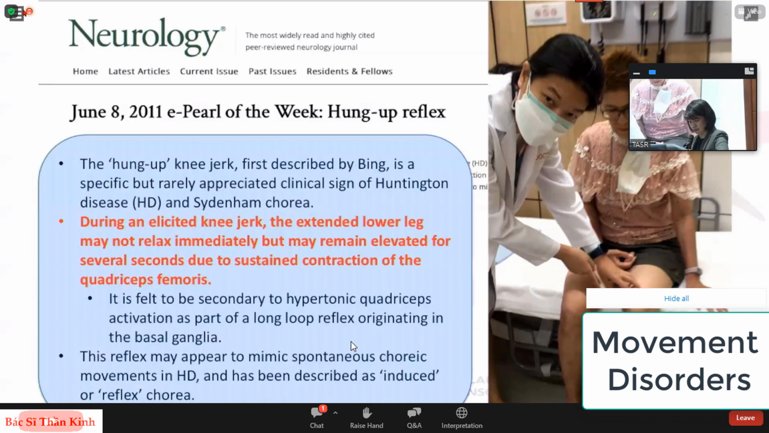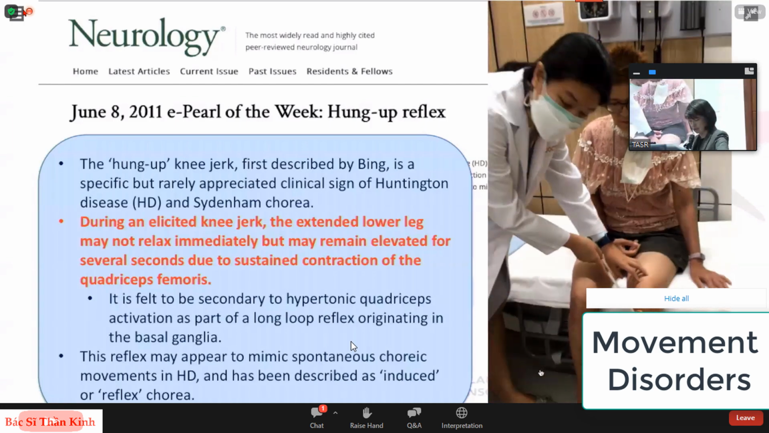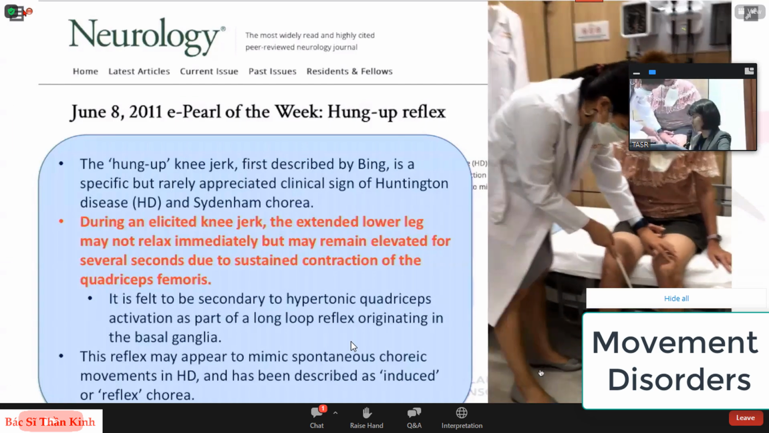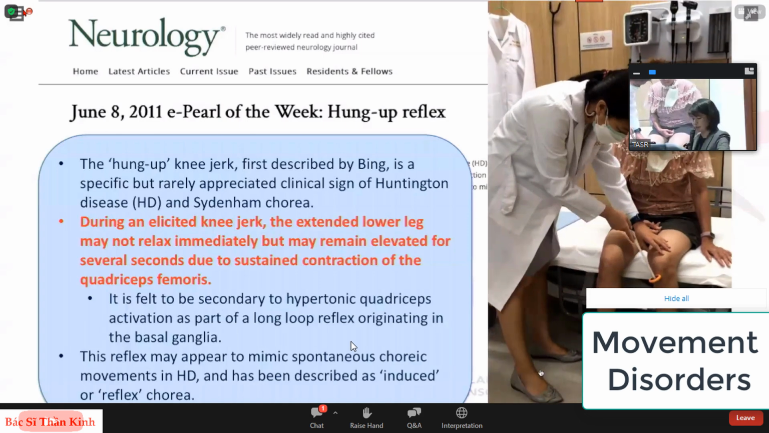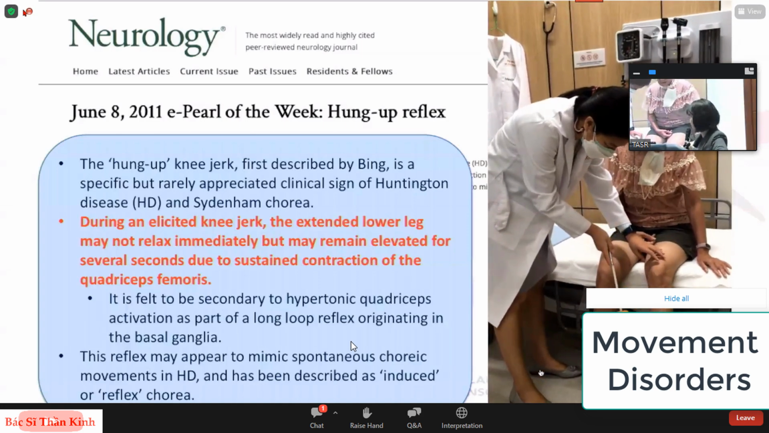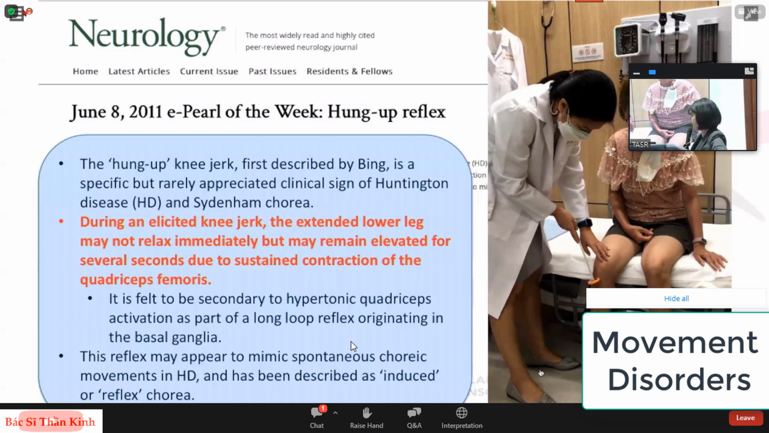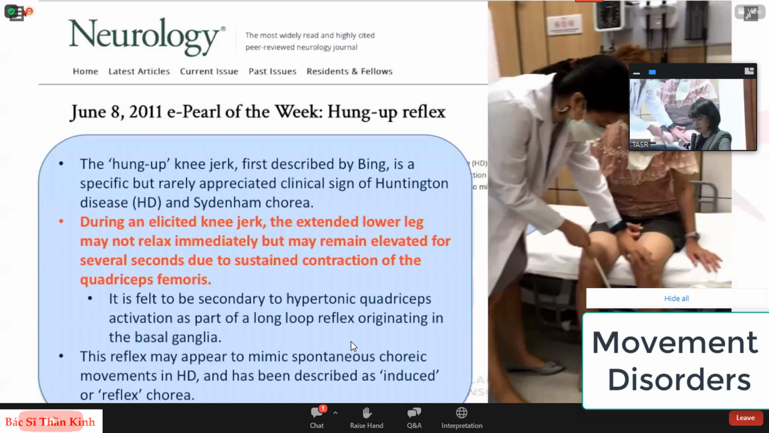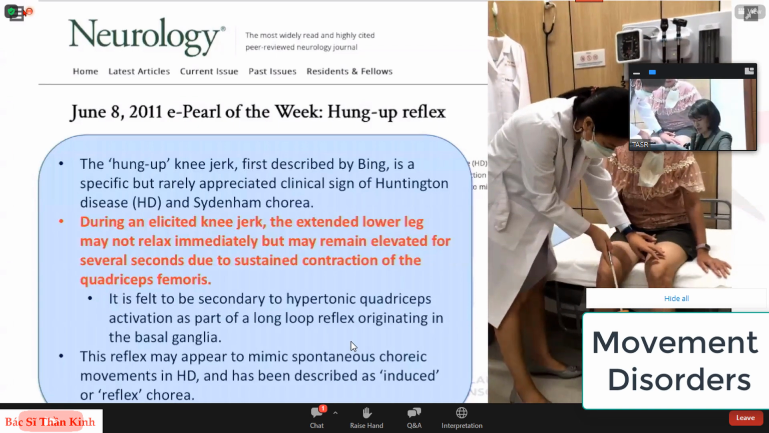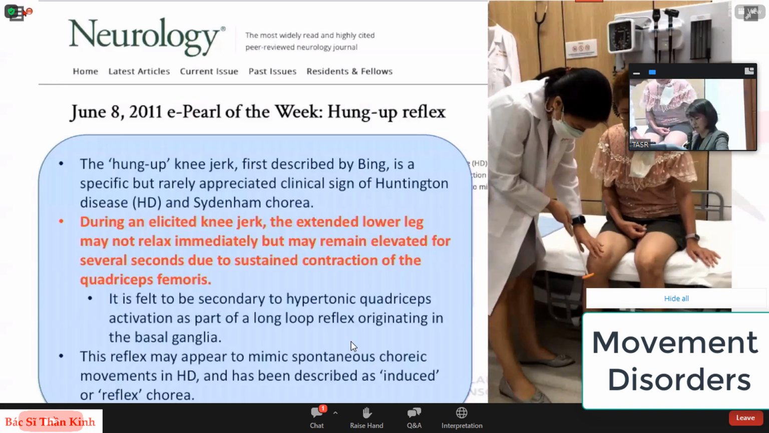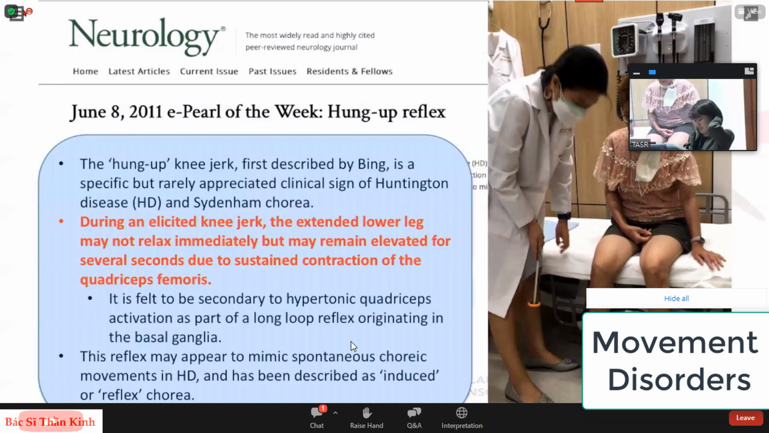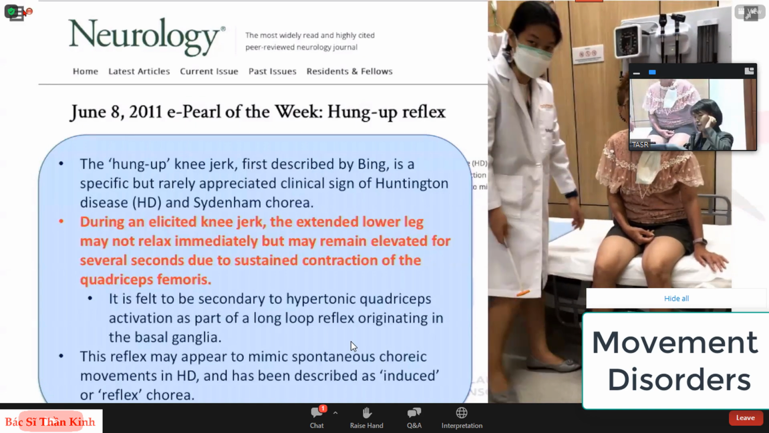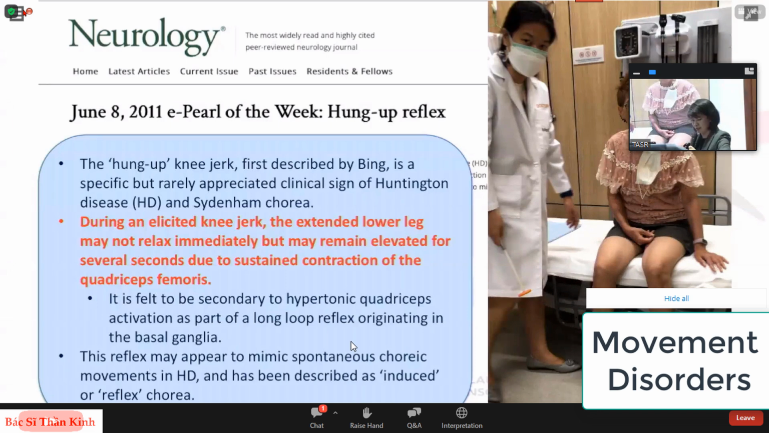Another interesting examination for Huntington's, and sometimes found in Sydenham chorea, is called the hung-up reflex. This patient has Huntington disease, and when you perform the knee jerk, you will see the delayed relaxation of the knee, which is the hung-up reflex that can be found in Huntington disease and sometimes in Sydenham chorea.